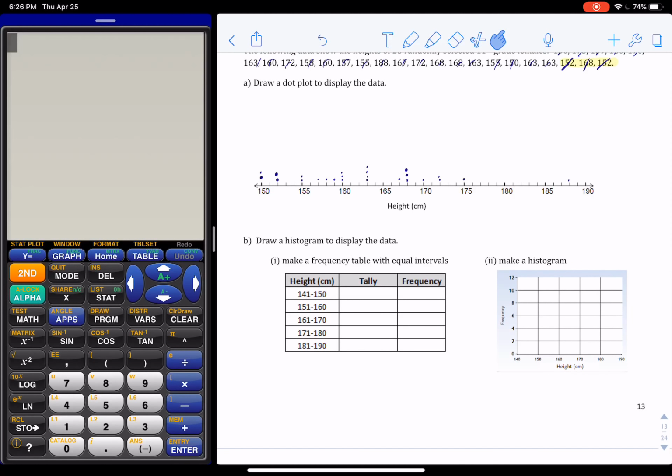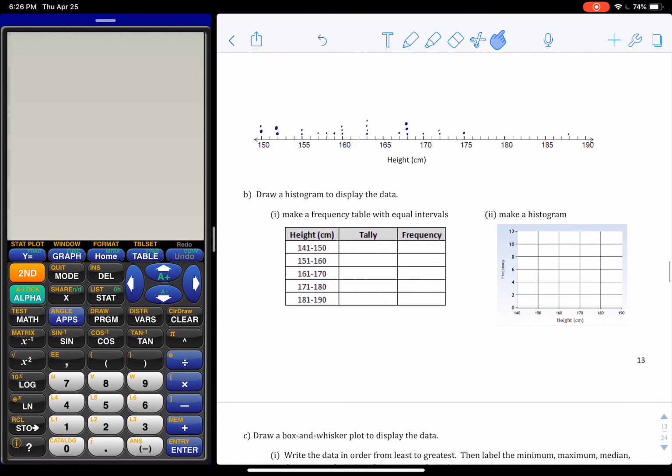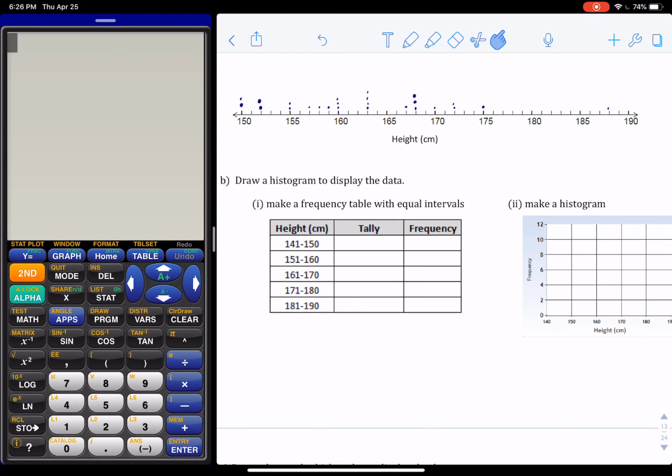The next part says to draw a histogram to display the data. A histogram is a bar graph that shows how frequently data occur within certain ranges or intervals. So we're going to be looking up at our dot plot to be able to look at the frequency so we can make our histogram. When I'm looking here and it says 141 through 150, I look up at my number line and I'm looking for how many dots I see between 141 and 150. When I look, all I see are the 2 dots above 150. So that means my frequency is 2.